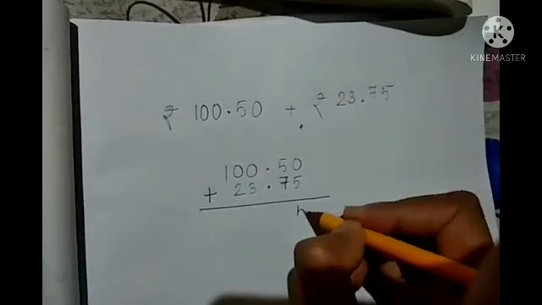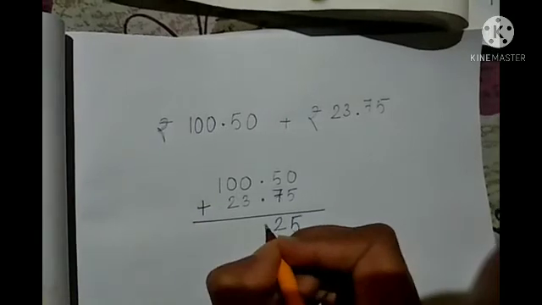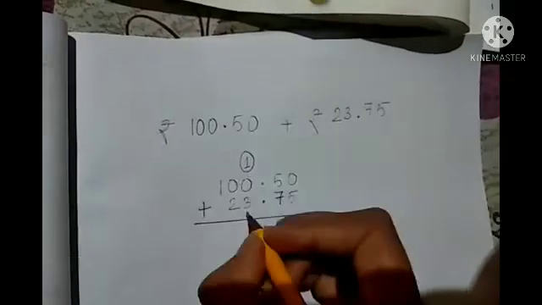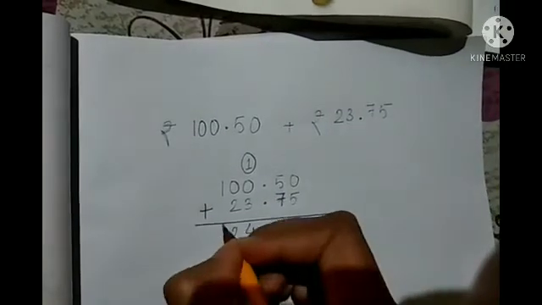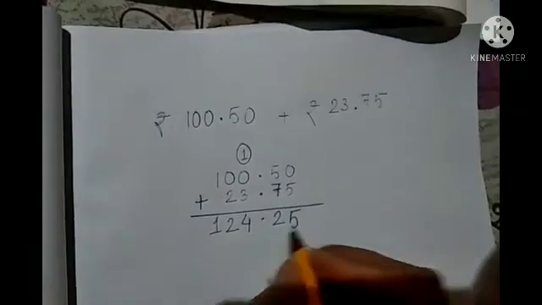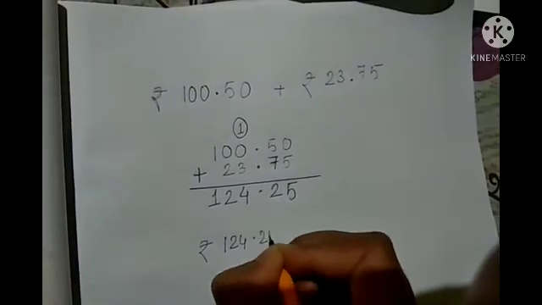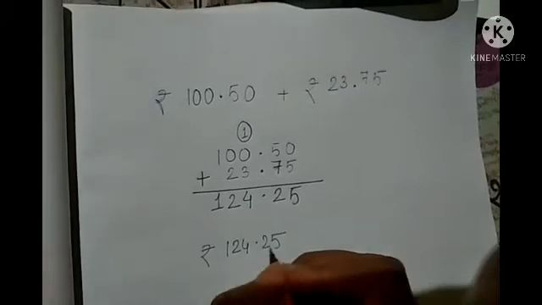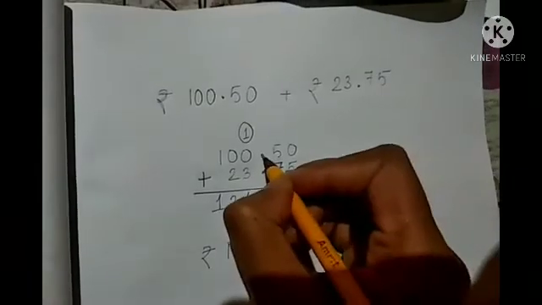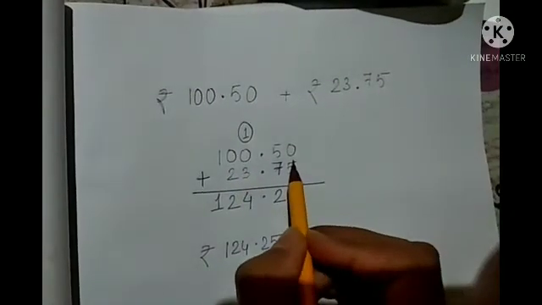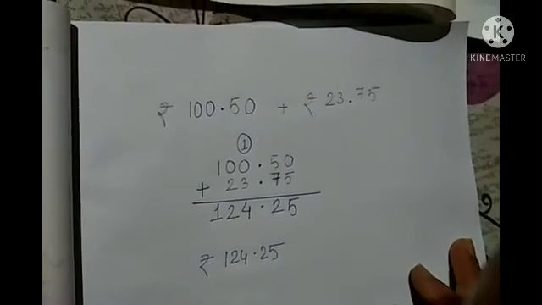0 plus 5 will be 5. Right? 5 plus 7 will be 12. So you have to write 2. Okay. Then carry 1 here. Now 3 plus 1 will be 4. And 2 will remain 2. 2 plus 0 and 1. Right? So the answer for this is rupees 124.25. That means 124 rupees 25 paise. So I think you understood how we write rupees and paise. Yes. So in this way we have to solve exercise 2.4.